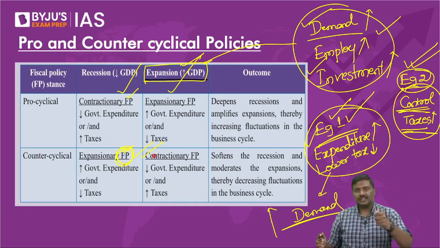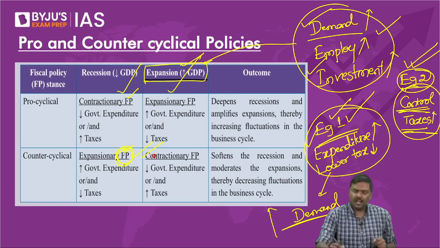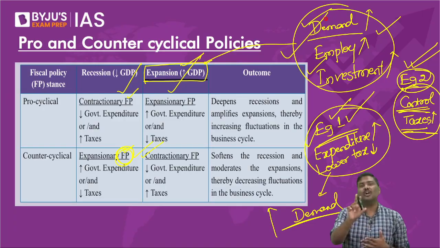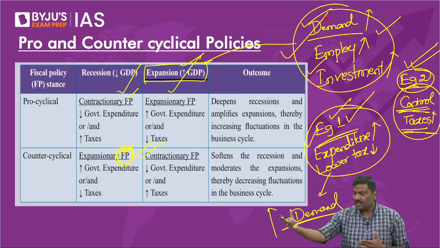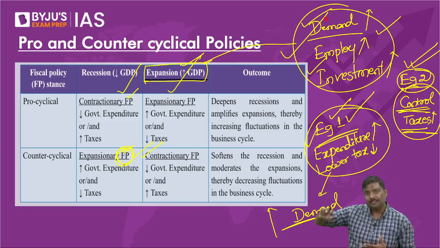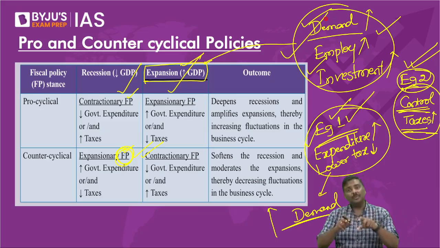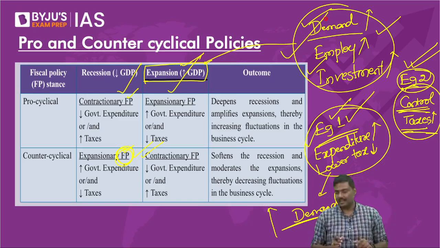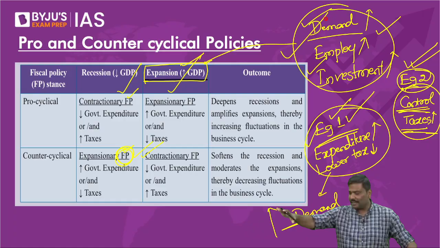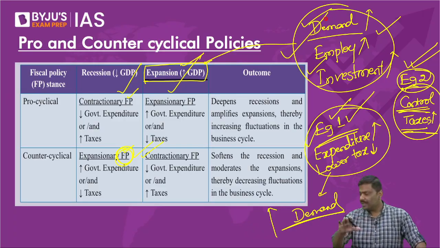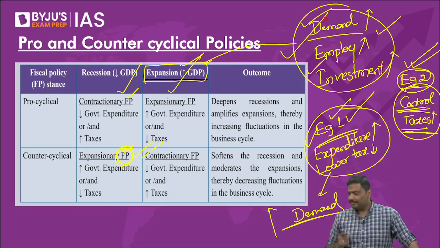So whenever there is expansion, whenever there's growth in the economy, government should not have expansionary policies. Government should have contractionary policies. Whenever there is a recession in the economy, government should have expansionary policies. That is counter-cyclical. Done? That's it for the day. Let's stop the discussion here. Any questions? Please raise them now.